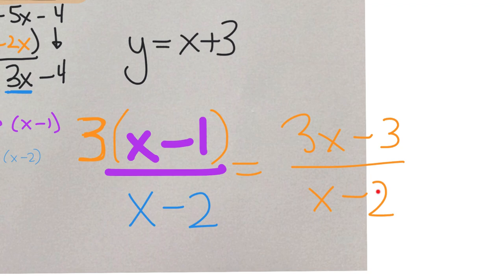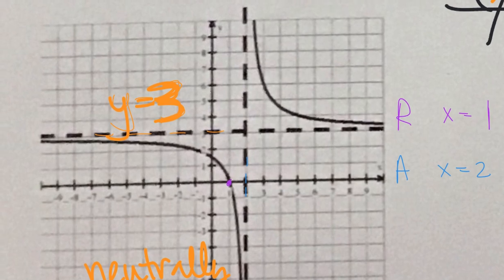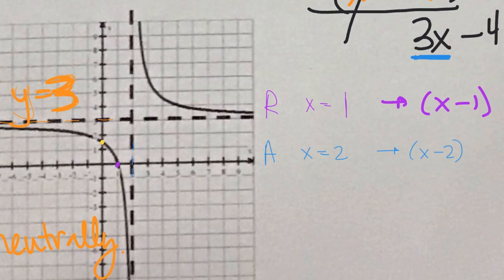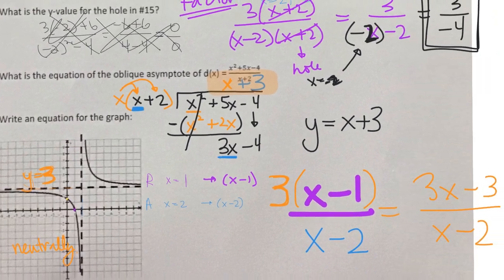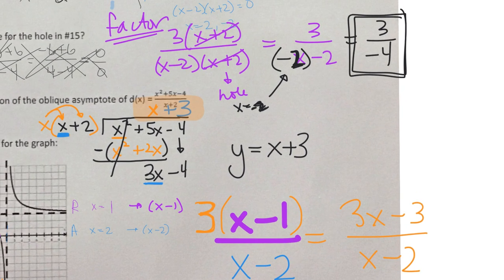So let's see, the last thing would be the y-intercept. Negative 3 over negative 2, that's positive 1.5. So if I come back over here, does it look like my graph crosses at positive 1.5? I would say yes, my graph looks like it crosses at positive 1.5. So that means my equation that I wrote, 3x minus 3 over x minus 2, is a pretty darn good equation.